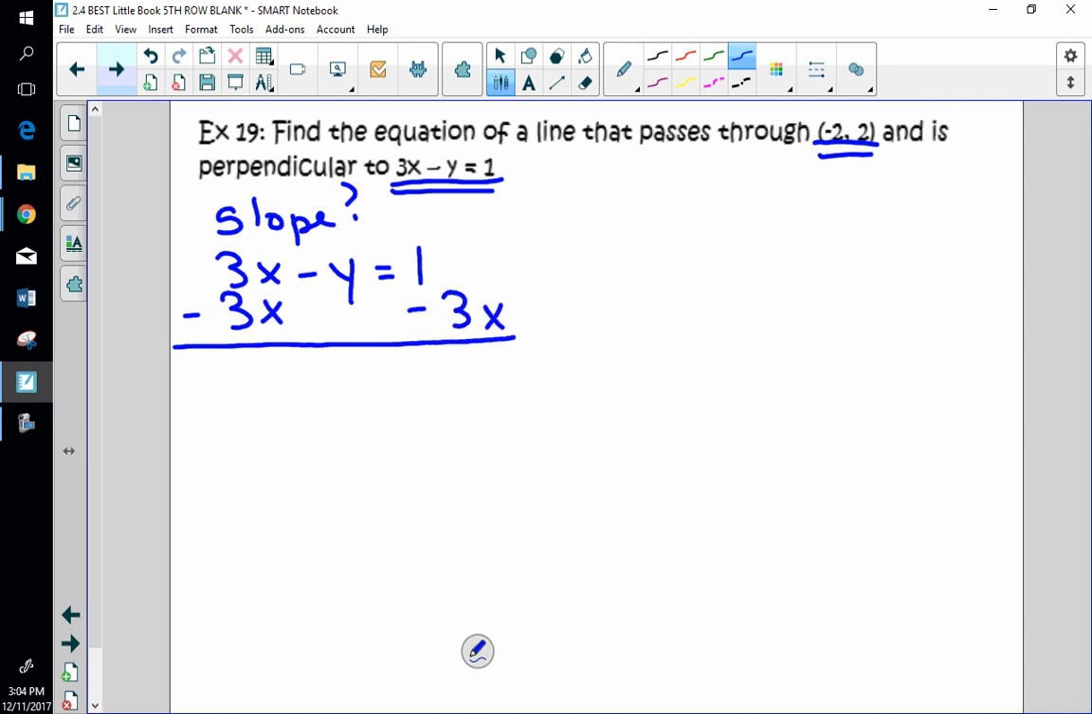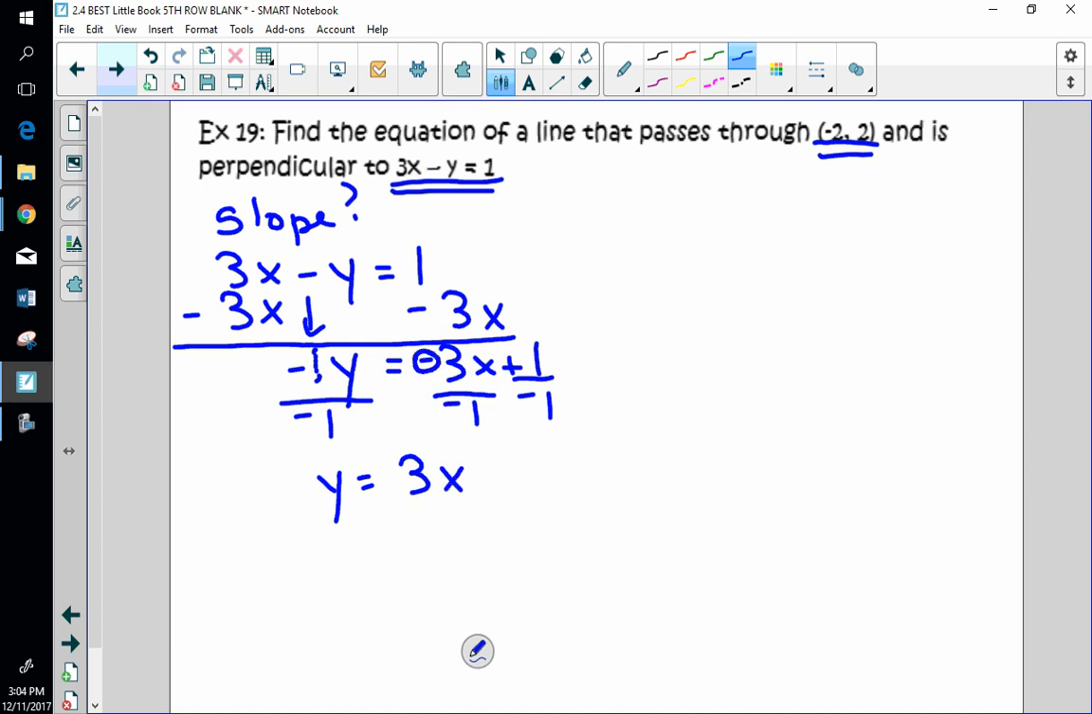Be careful, watch your minus sign. That gives you a negative y equals negative, and we divide by -1 because the coefficient on y is -1. You don't see it, but it's there. When I divide everything by -1, that will give me y equals 3x, because a negative divided by a negative is positive, and then I'm going to have a -1.